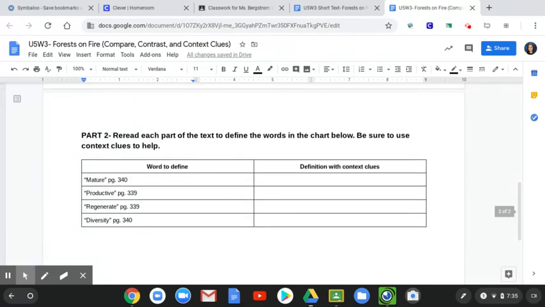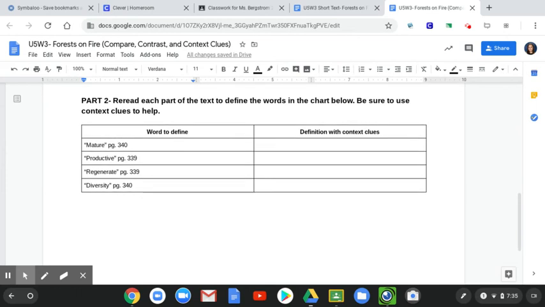On the next page, we're going to move on to part 2. So on here, it's talking about the vocabulary strategy. From our notes earlier, we know that we're going to be working on context clues. So let me read the directions. It says, reread each part of the text to define the words in the chart below. Be sure to use context clues to help.